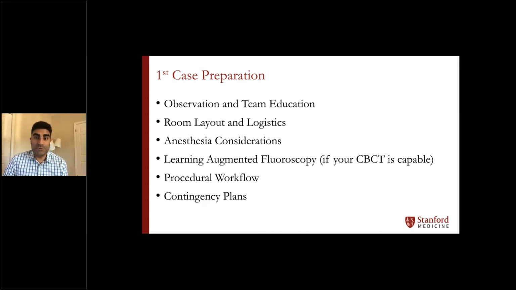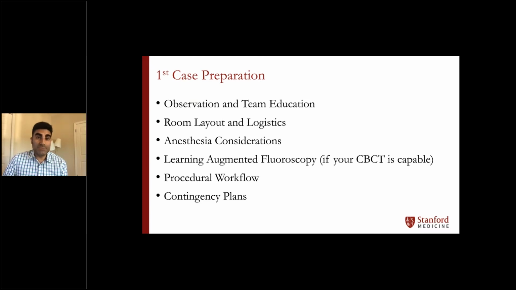Me personally, I flew out to Krish Badra's place out in Tennessee just to watch him do a couple cases. I already had a lot of experience with animals, but I wanted to see how these cases are performed on patients. You want to look at room layout and logistics, anesthesia, where's the machine going to go, things like that.